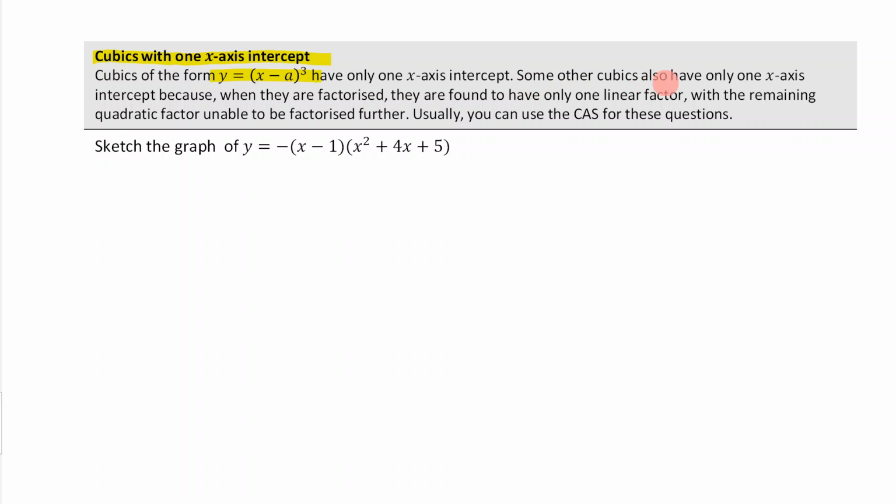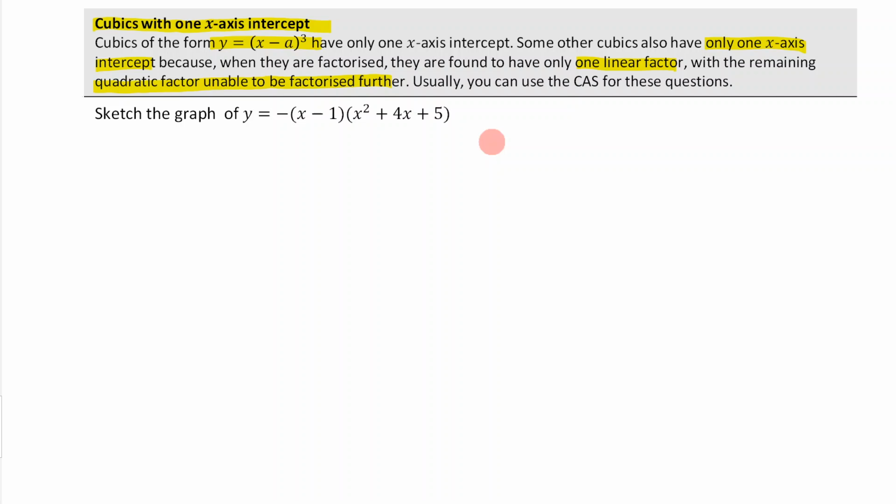Some other cubics also have only one axis intercept because when they are factorized, they're found to have only one linear factor with the other remaining quadratic factor unable to be factorized further. Usually you use your CAS for these questions. So let's look at this example right here. And as you can see, I have a linear factor here and I have a quadratic over here.